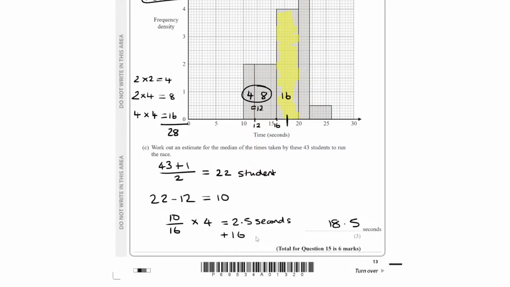And are we talking about students? Are we talking about seconds? Are we talking about frequency density? It's a lot to take in, that one.